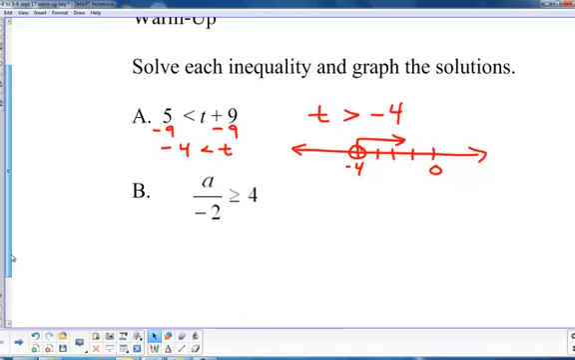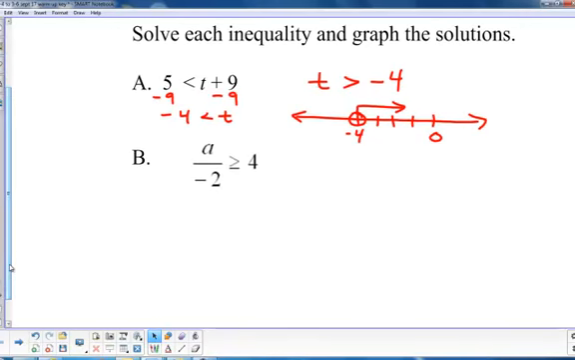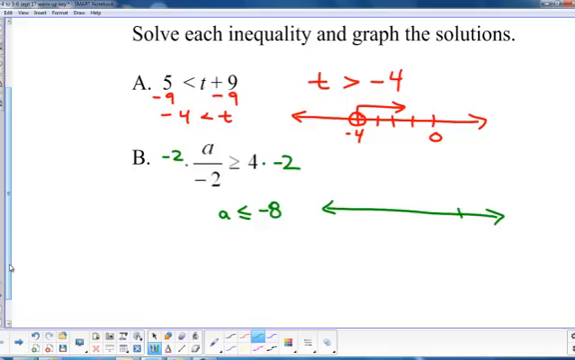And in letter B, something special happens, because when you multiply by a negative, you flip the inequality. So it's really A is less than or equal to -8. And when something is equal to, you fill in the circle. So that's a closed circle at -8, and it's less than, so arrow to the left.